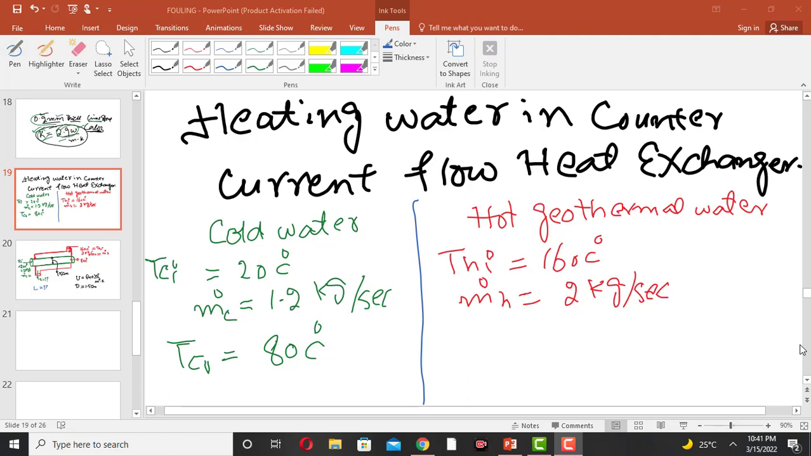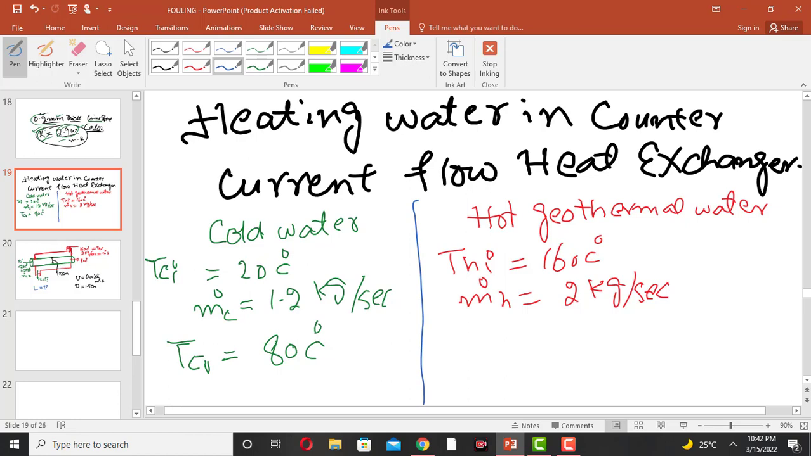In the previous lecture we discussed the overall heat transfer coefficient and the fouling factor. In this lecture we will discuss the analysis of heat exchangers. In the analysis of a heat exchanger we usually use two methods to design it. One is the LMTD method, the log mean temperature difference method, and the second one is the NTU method, the number of transfer unit method. We use these two methods to design a heat exchanger.